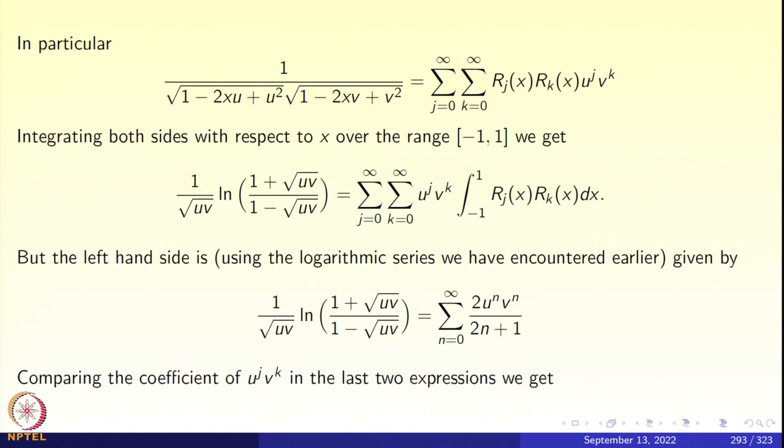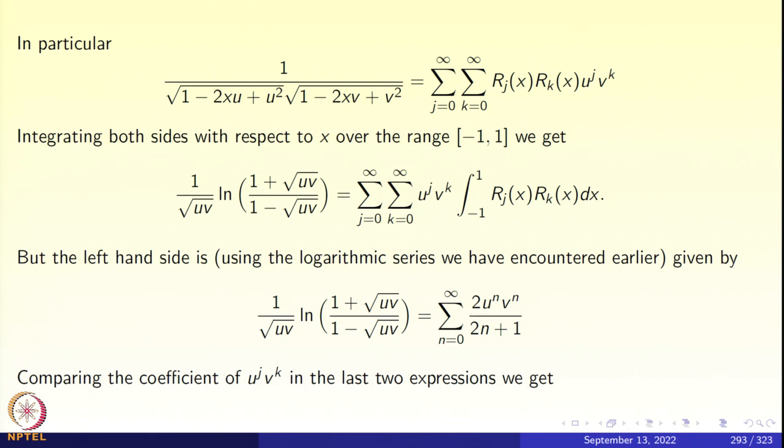You can make it even smaller and you can guarantee uniform convergence for all x in the range minus 1, 1, and the integration can be taken under the summation sign. So now on the left hand side, you have a nice function which can be written as a power series, ln of 1 plus z. What is ln of 1 plus z? It is z minus z squared upon 2 plus z cube upon 3 minus z to the power 4 upon 4, and so on. And you have ln of 1 minus z.